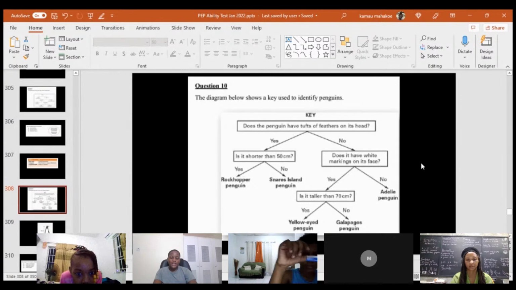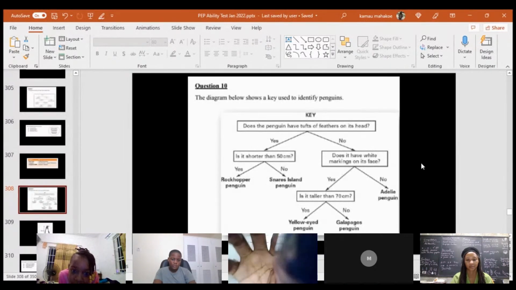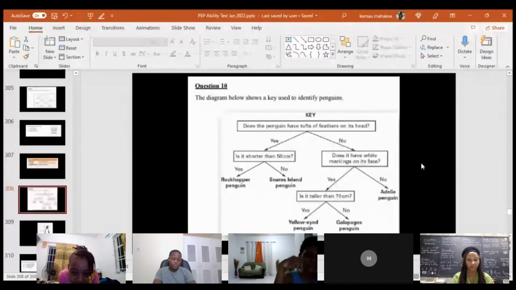Key. Does the penguin have tufts of feathers on its head? Yes. No. Does it have white markings on its face? Yes. Is it taller than 70 centimeters? Yes. Yellow-eyed penguin? No. Galapagos penguin? No. Adelie penguin? Yes. Is it shorter than 50 centimeters? Yes. Rockhopper penguin? No. Snares Island penguin?